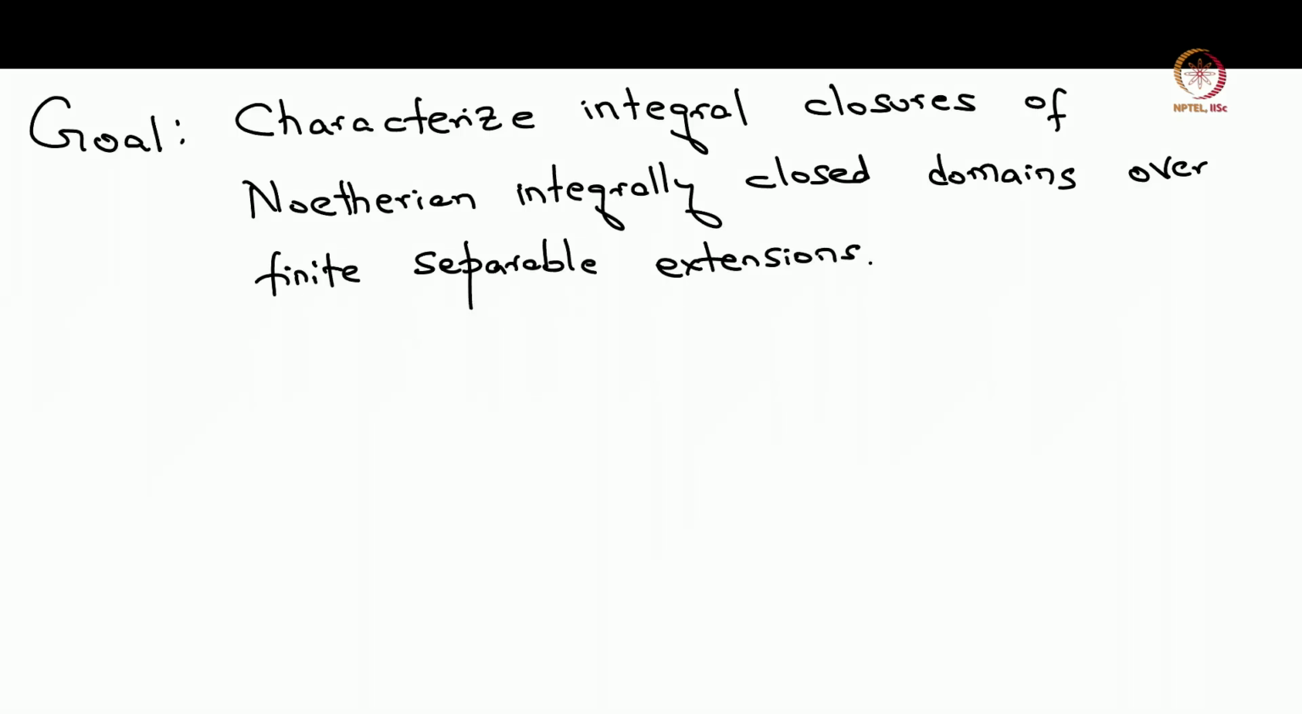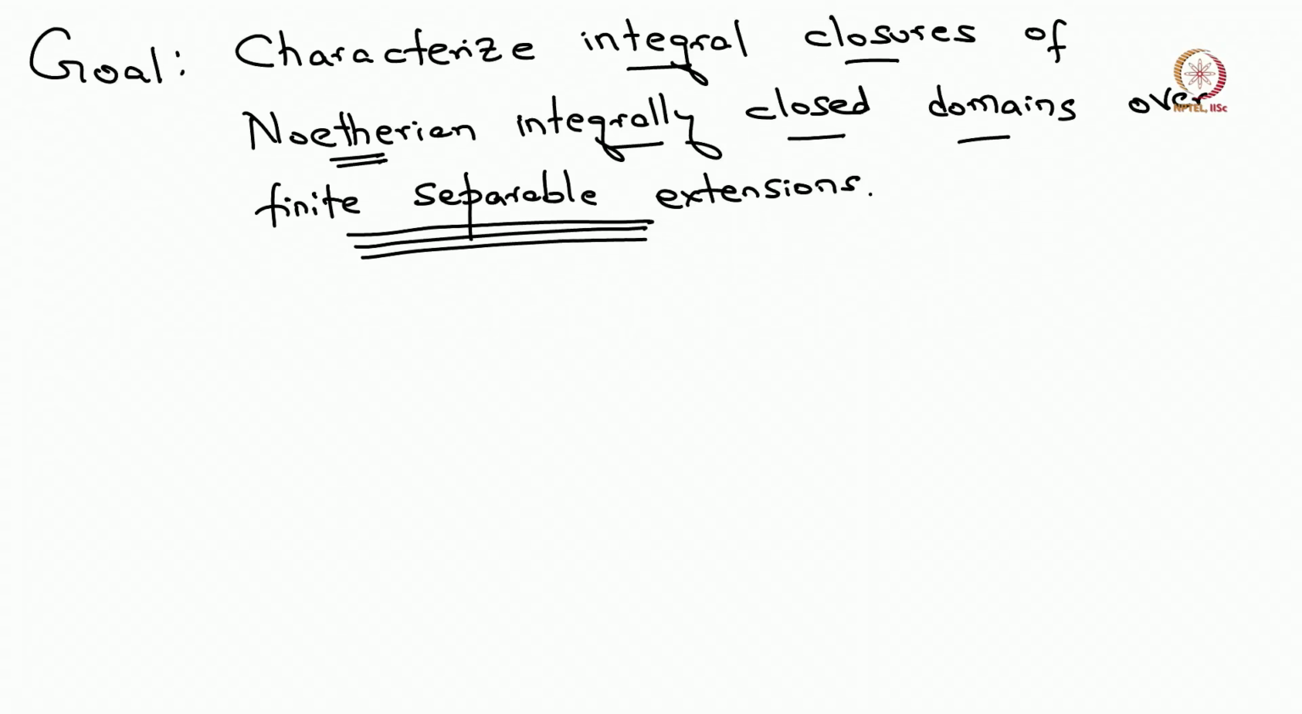So there's a lot to unpack in this goal. Let's do it one by one. We'll recall what it means for something to be an integral closure. That's closely related to integrally closed domains. We'll also recall what it means for a ring to be Noetherian, and we'll also recall some properties of finite separable extensions that we'll need. Okay. So I'll just give a lot of reminders.